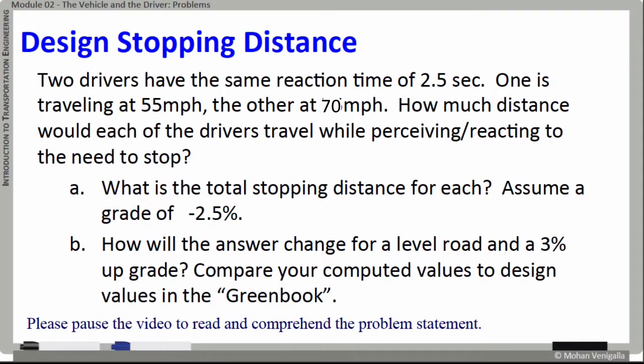We're going to use this problem to introduce one of the very basic concepts in highway design, which is design stopping distance or stopping sight distance, whichever you want to call it. We do that by taking two drivers, one traveling at 50 miles per hour and the other at 75 miles per hour, and both of them have an equal reaction time of 2.5 seconds. We will change some of the variables, specifically the slope of the roadway: one level road, one downward slope, one upward slope, and then bring the Green Book values in here and also introduce the equations all in one shot in this problem.